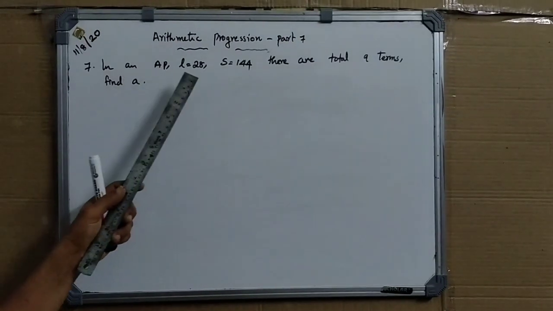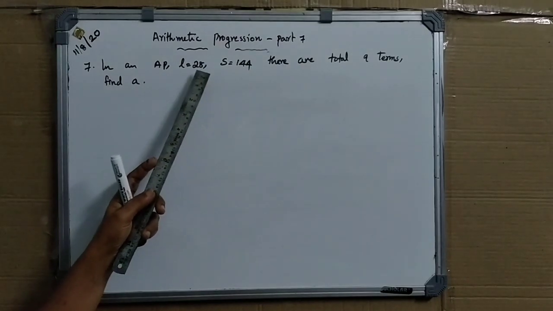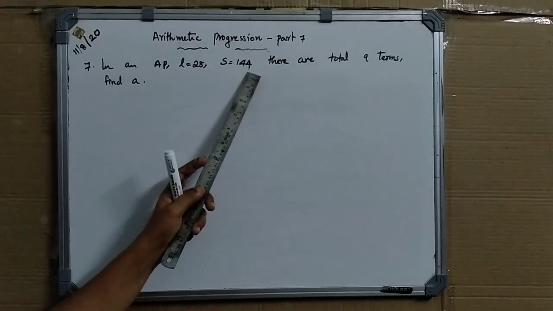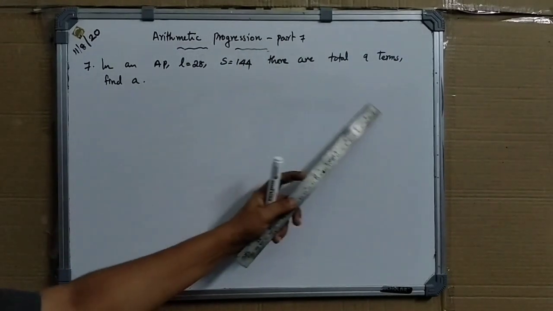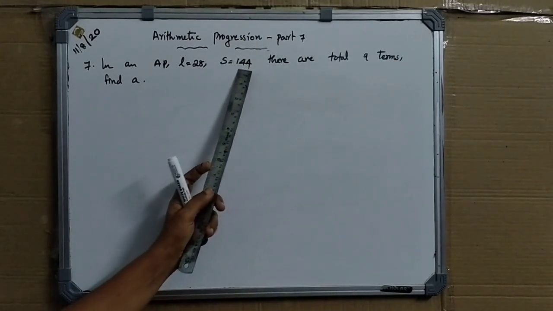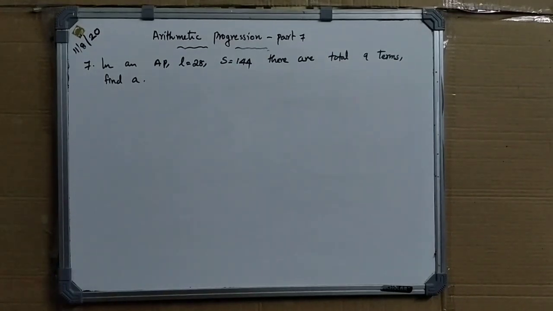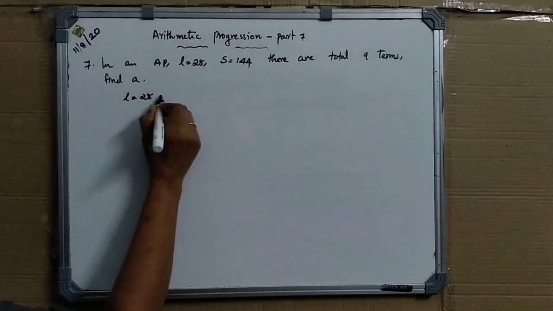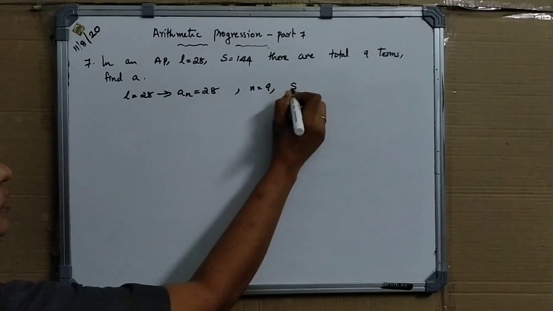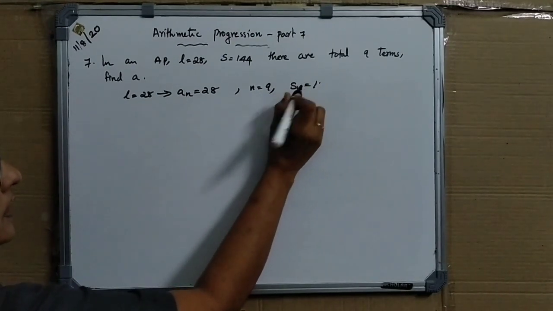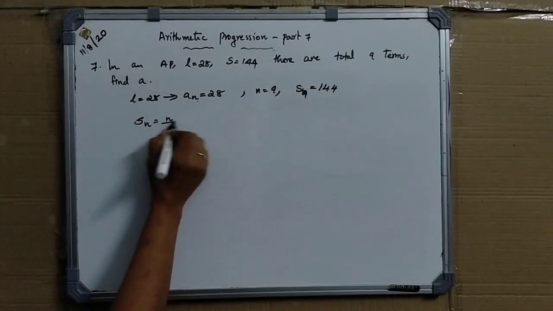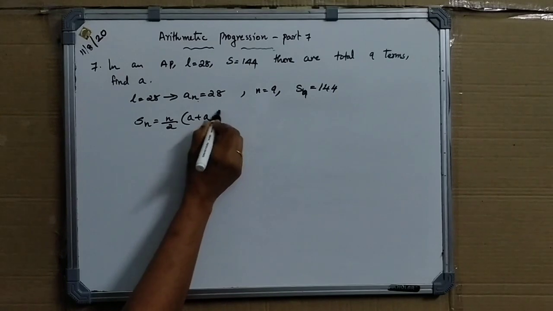Now in an AP, l equal to 28. L means it is the last term. S equal to 144. So sum of n terms equal to 144. There are total 9 terms. Okay. So n is 9, here we know S9 equal to 144. So it is asked to find out a. Last term equal to 28. That means an equal to 28. N equal to 9. So Sn equal to S9. S9 equal to 144. So we can use the formula Sn equal to n by 2 into (a plus an).